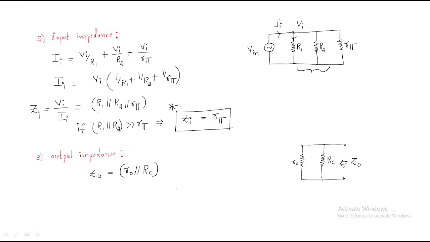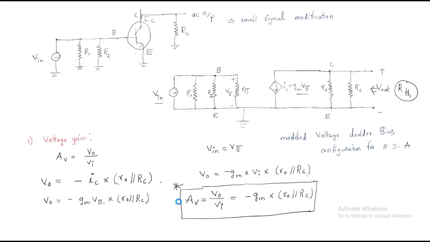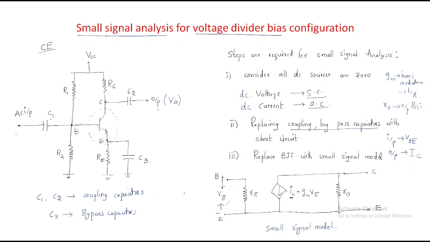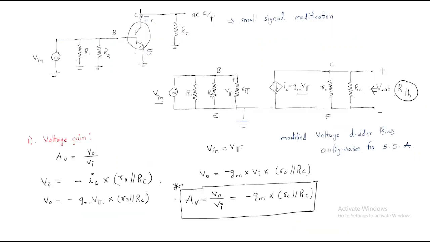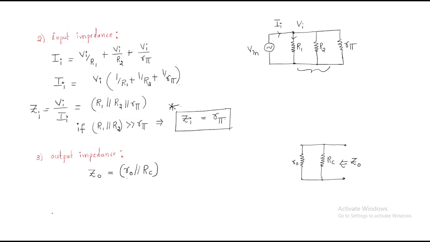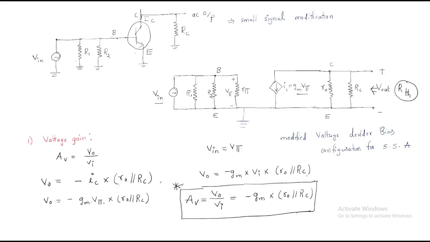These are the parameters we can find out by small signal analysis. You can do the small signal analysis for the fixed bias configuration as homework. Okay, I hope all of you understand this session.